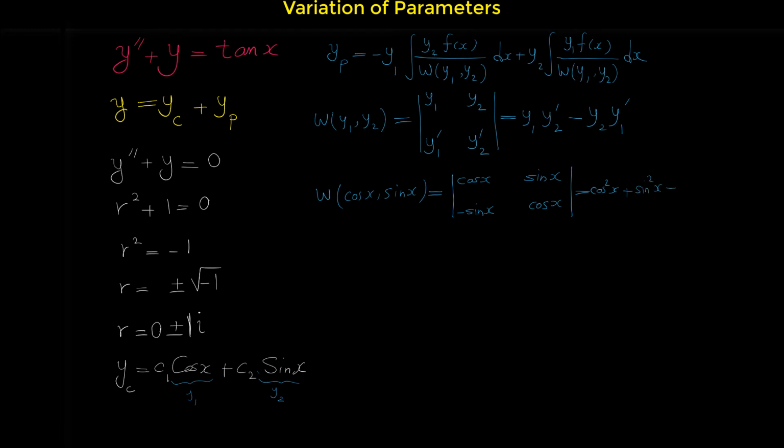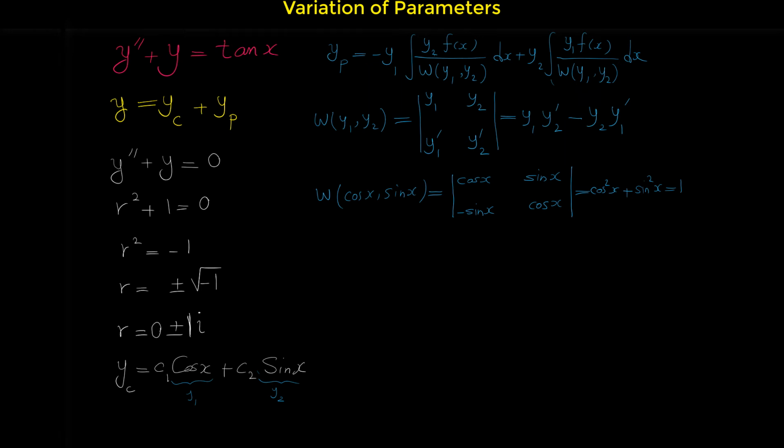Cosine squared plus sine squared is 1. So the Wronskian of cosine of x and sine of x is 1. The next thing that is always better to do is to calculate these integrals first, and then after you find these integrals, substitute them in the formula for finding the y particular.